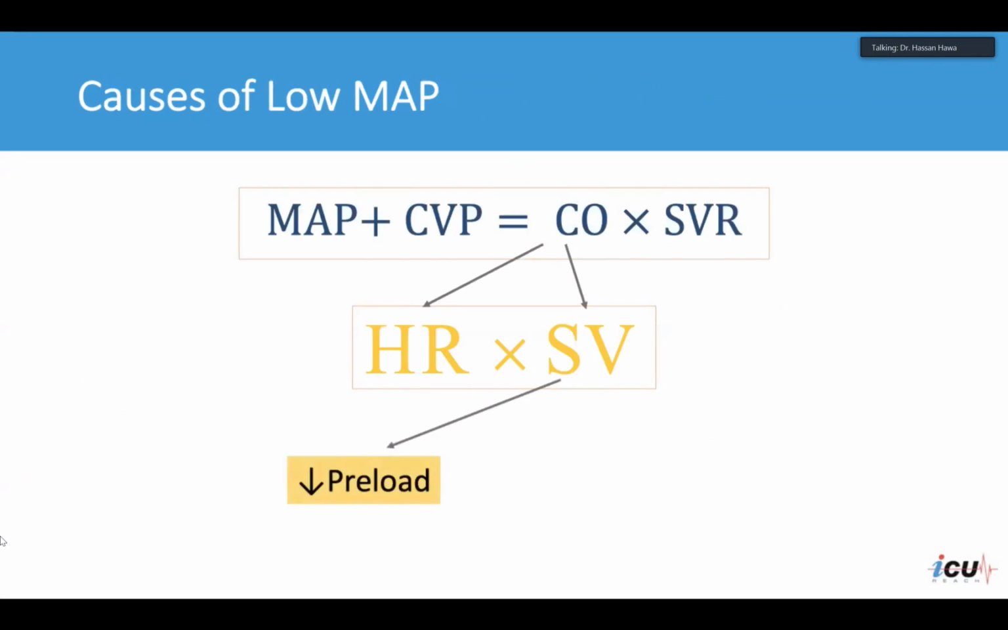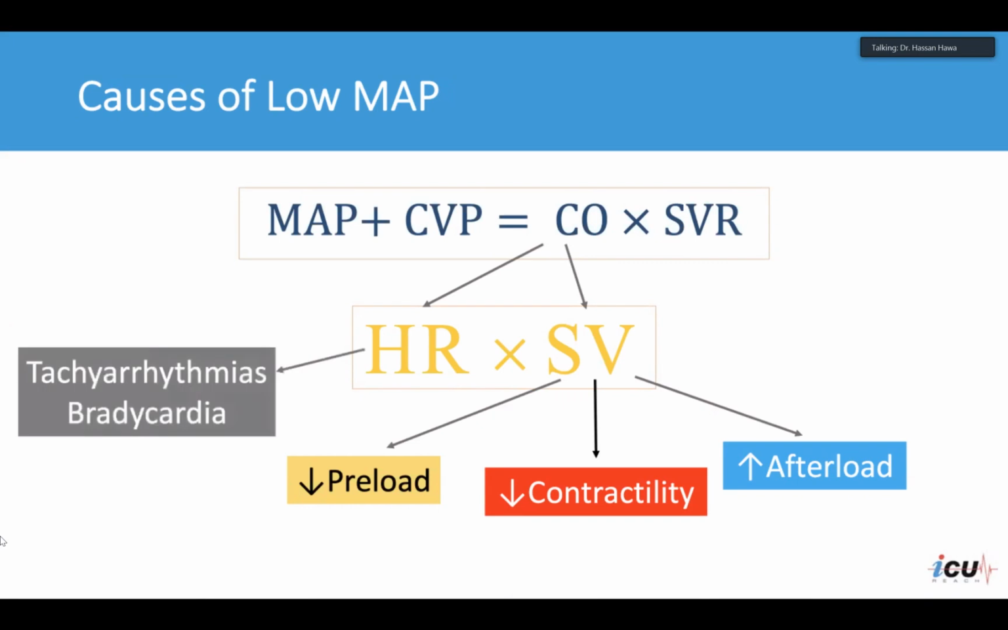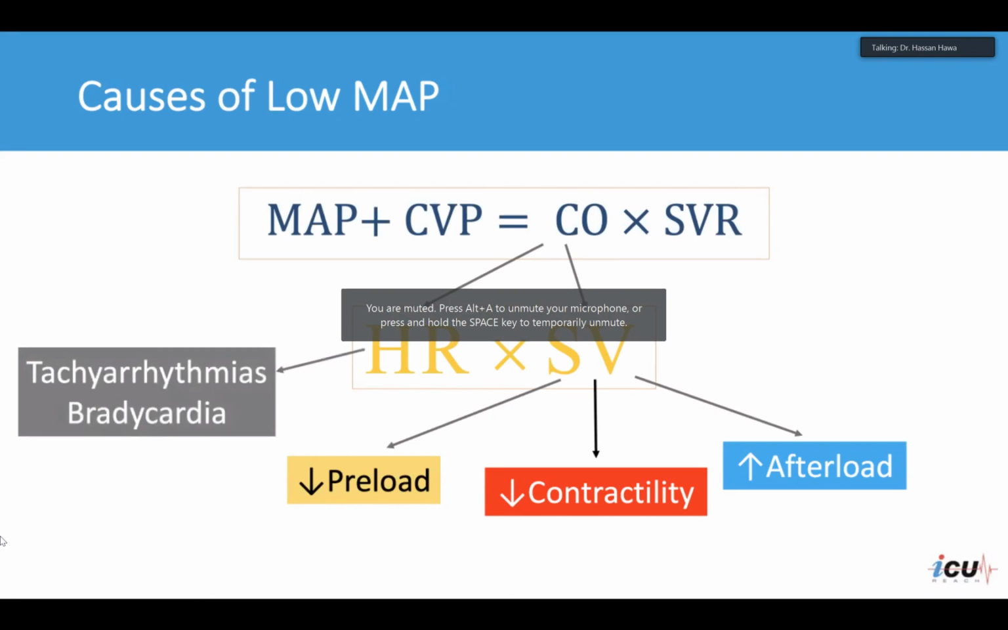It's just to remind you, I think this is one of the really very important equations in hemodynamics. Just to remind you that we said yesterday, MAP depends on cardiac output and systemic vascular resistance. We know that cardiac output is heart rate times stroke volume. And we know that stroke volume depends on preload, contractility, afterload.